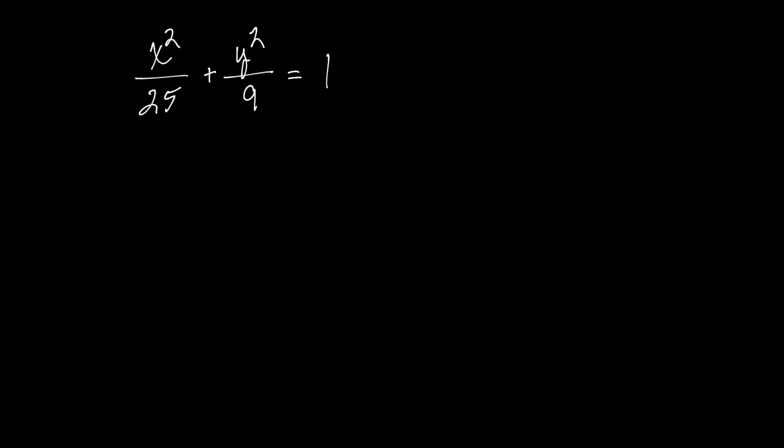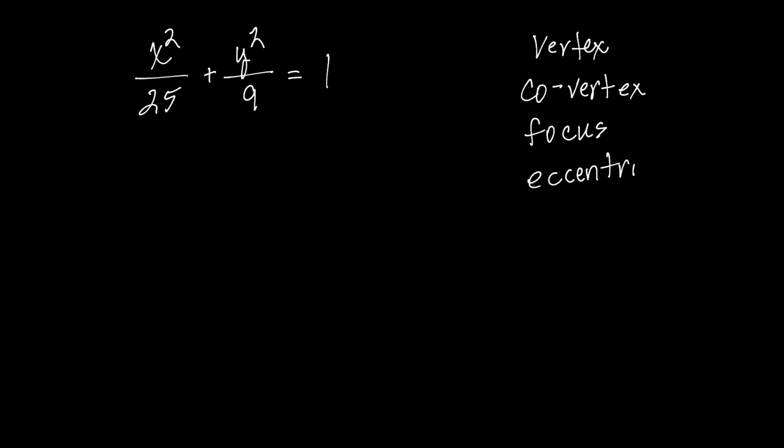If I were to sketch this briefly, we're going to find a vertex, the co-vertex, or co-vertices, there's two of them. We're also going to find the focus, or the foci, and eccentricity. Eccentricity is interesting, but it's pretty easy to figure out. All right, so first things first.